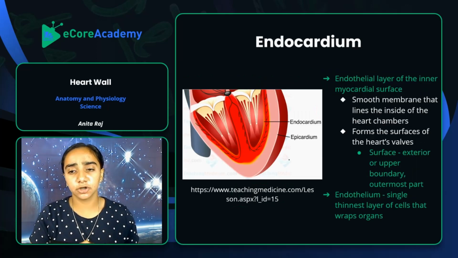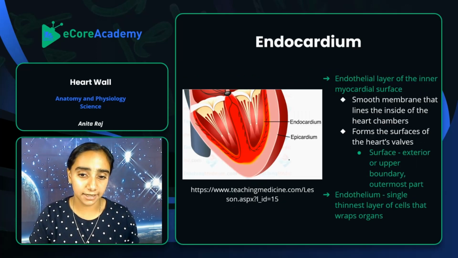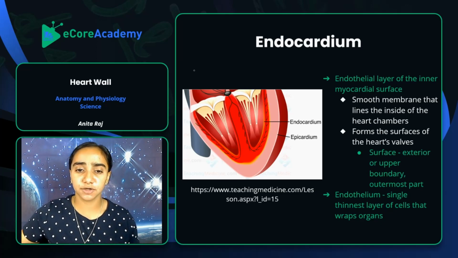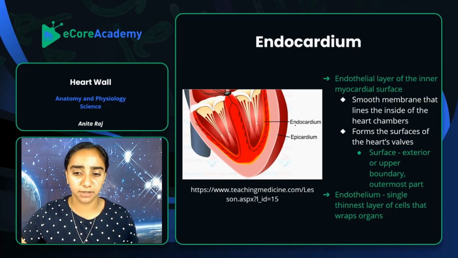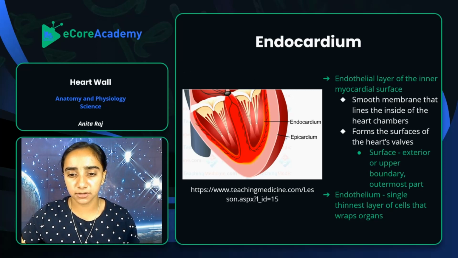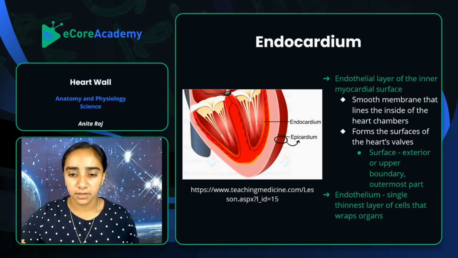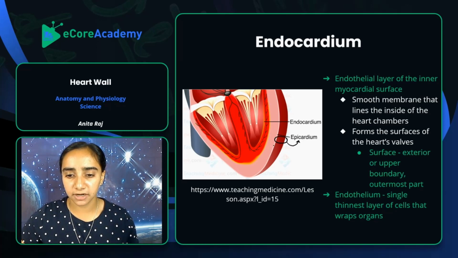The third and innermost layer of the heart is the endocardium. Before I even get into the information, let's look at this diagram so you have a perspective of where the endocardium is. This outermost layer, this kind of maroon that you see, is, like it says here, the epicardium, your outermost layer, part of your pericardium.